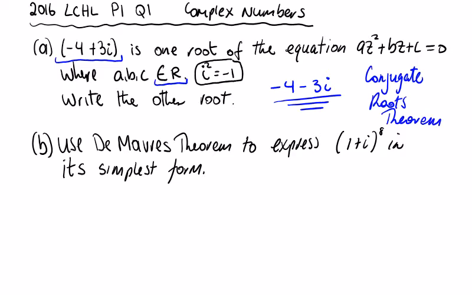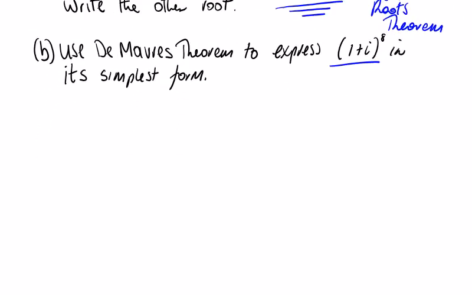Part B: use De Moivre's theorem to express 1 plus i to the power of 8 in its simplest form. Any time we get these questions, just do a little sketch. Positive 1 plus i is in here. So just sketch your complex number. We have a 1 and a 1. In this case, we're looking for theta and we're looking for the modulus. Now we can see the modulus is √2.